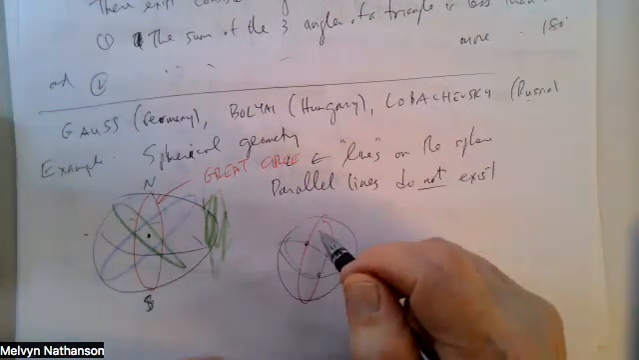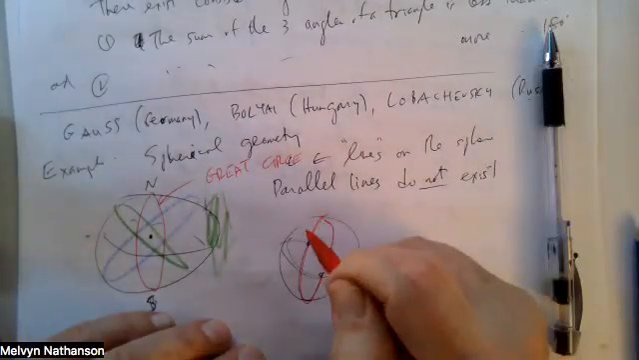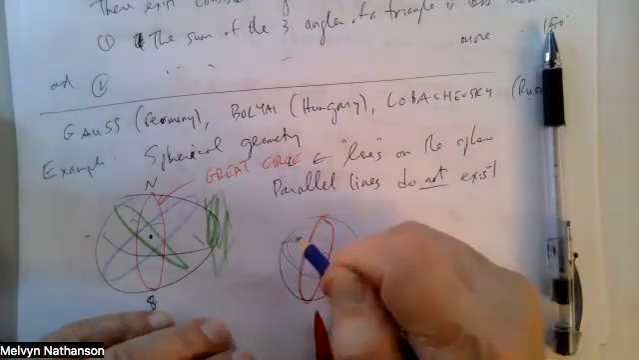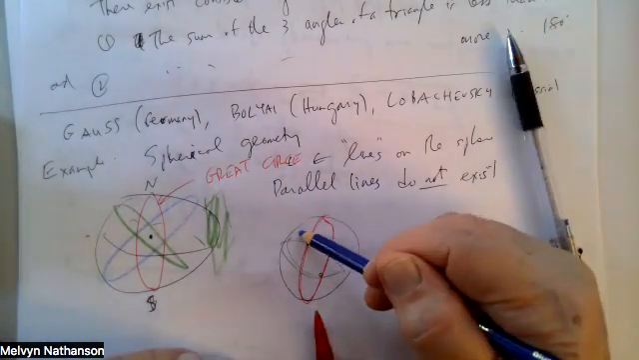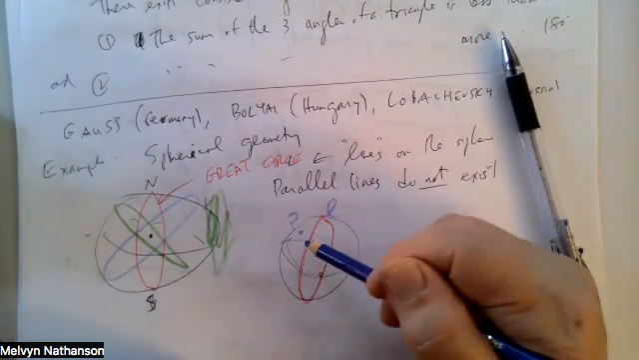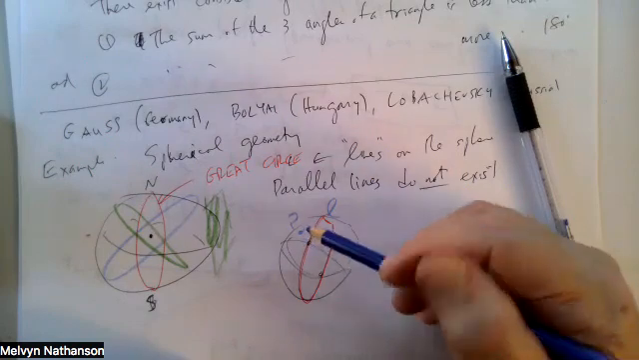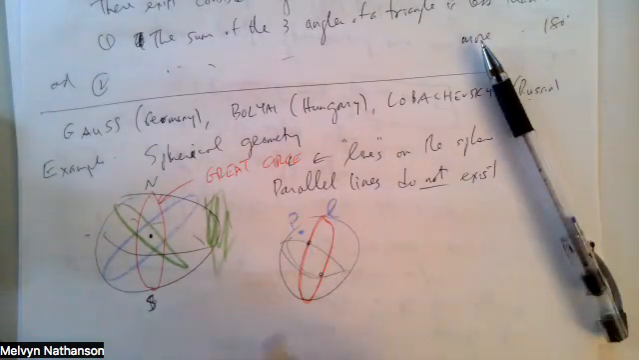If we took a circle that is a line and some point not on the line, there's no line through this point. So this is P and this is my line L. A line is a great circle. There's no great circle through P that doesn't intersect L. So parallel lines do not exist.